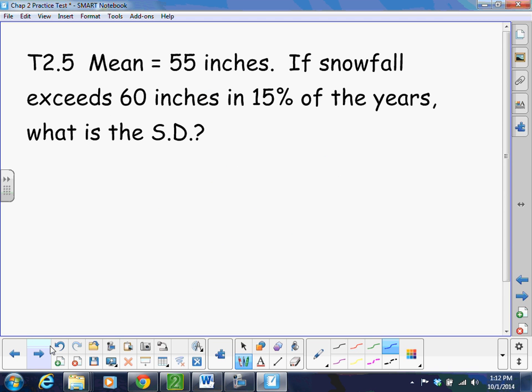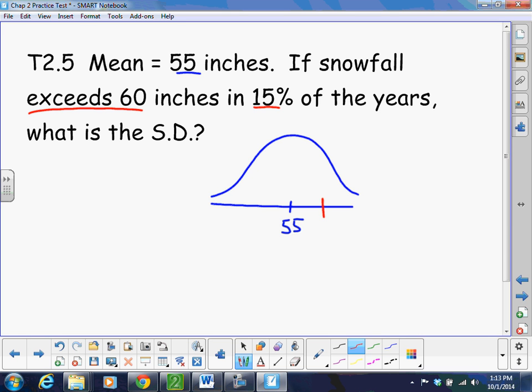Number 5, snowfall, Chillyville, normally 55 inches. So let's get a little picture going. They're giving me a mean, so I'm gonna throw that right in the center. And then they give us some more information. The snowfall exceeds 60 inches 15% of the time. So up here somewhere at 60 inches, I know the chance of being greater than 60 inches, so this area up here is 15% of the whole curve.